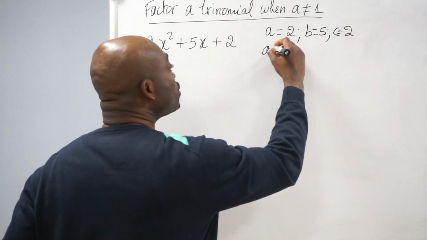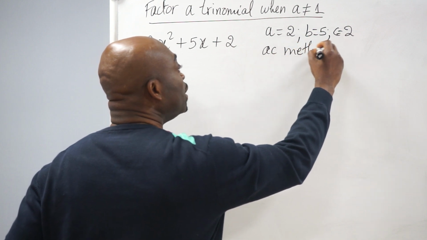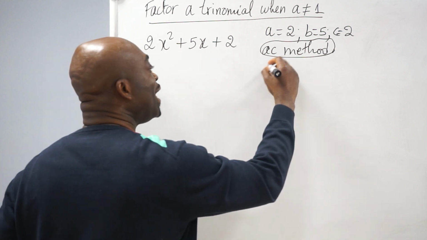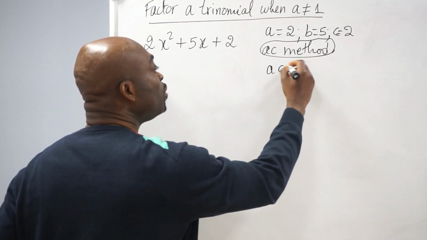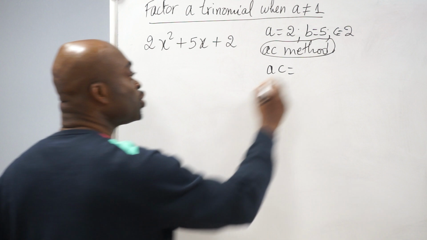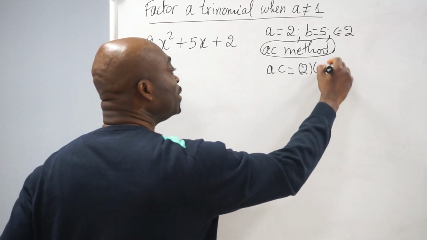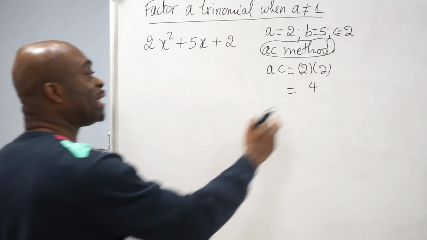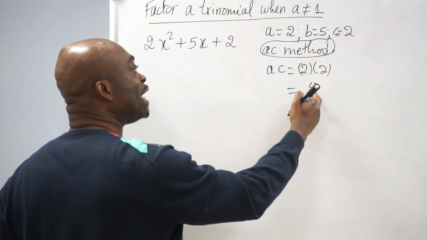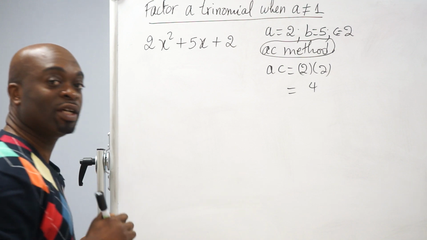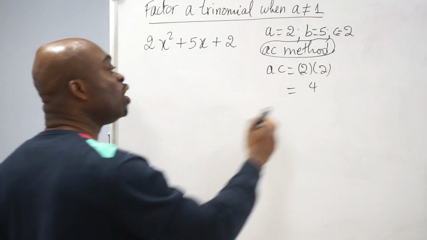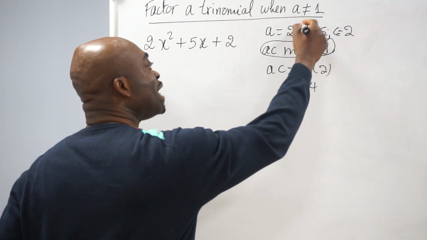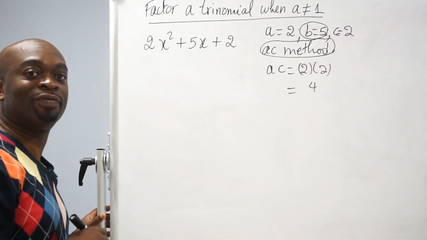All right? So we're going to use what we call the AC method. And the AC method is getting us to do what? We're going to take the a and multiply by c. So a equals 2, c equals 2. We multiply those two together. That will give us 4. So we're looking for two numbers that multiply to give us 4, and the same two numbers add up to give us 5, which is the b. So always, you're looking for two numbers that will multiply to give you 4, yet the same two numbers got to add up to give you the b, which is 5 in our case.